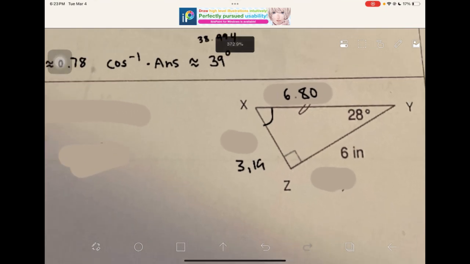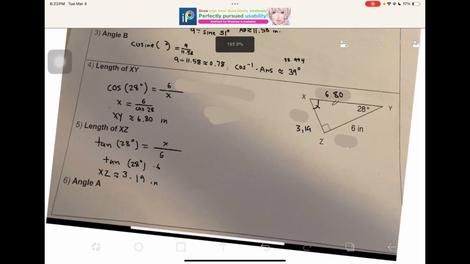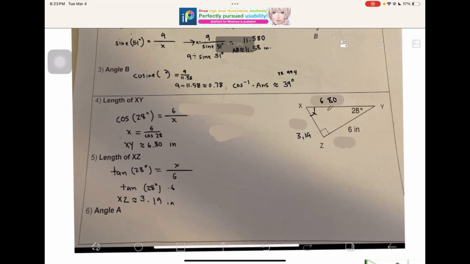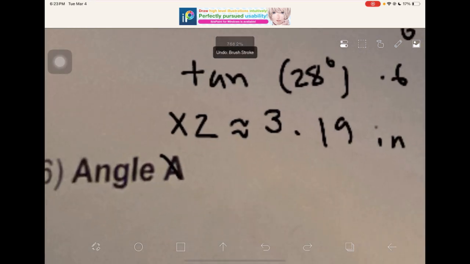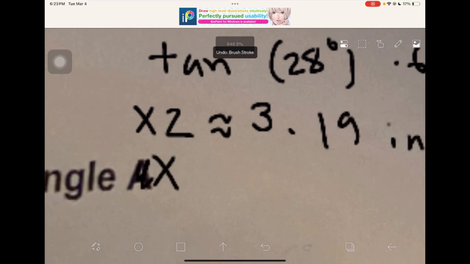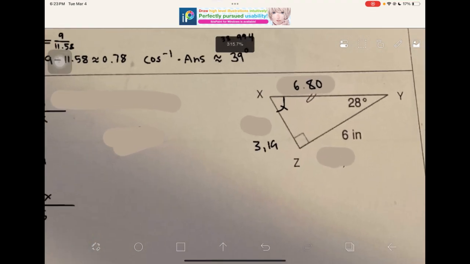Let's start. So angle A. Oh, sorry. Angle A. Okay, I'm just gonna say it's angle X. It's angle X. Sorry about that. This paper is a little bit confusing. So angle X. Let's try to prove that.